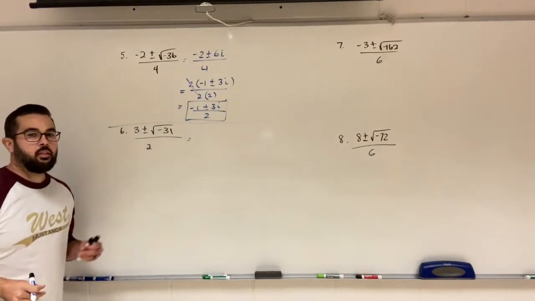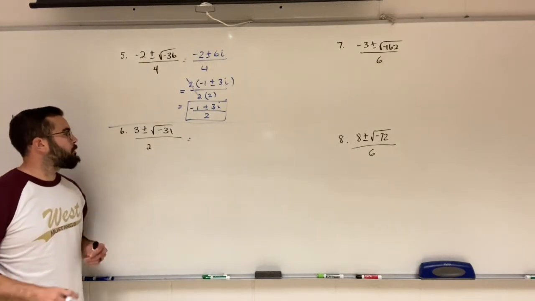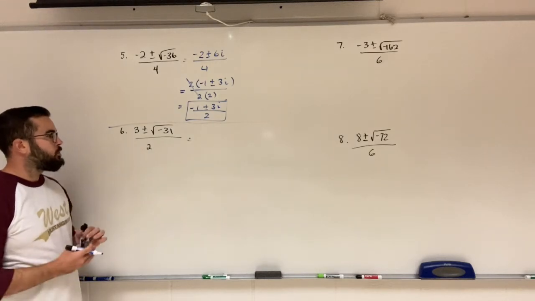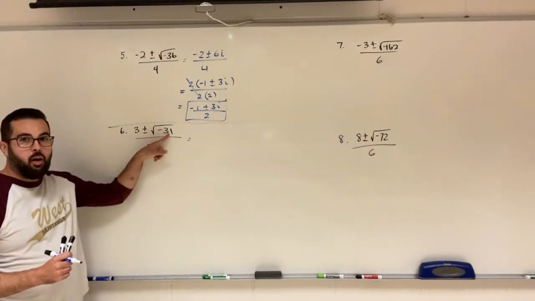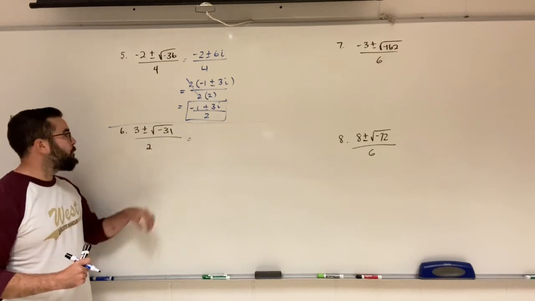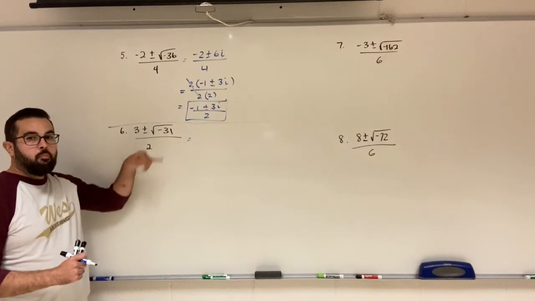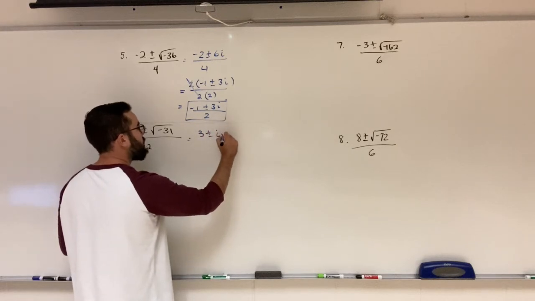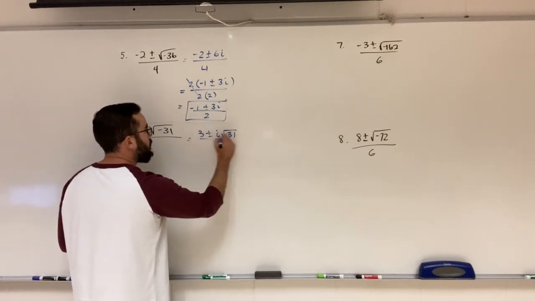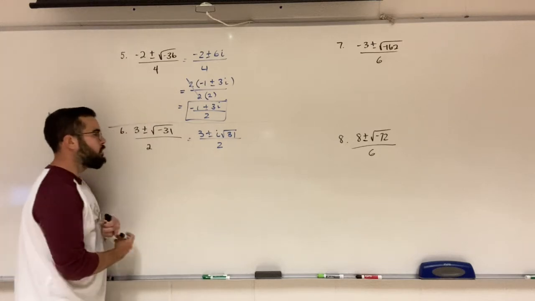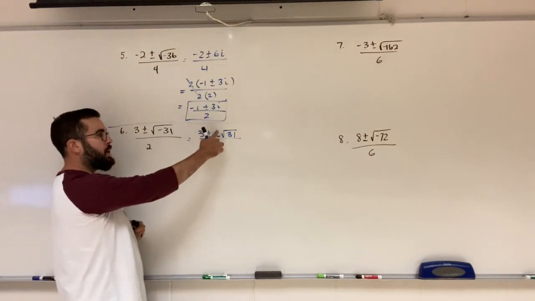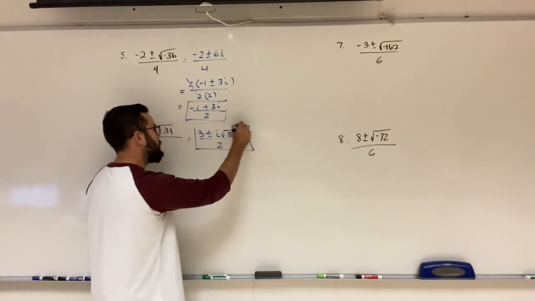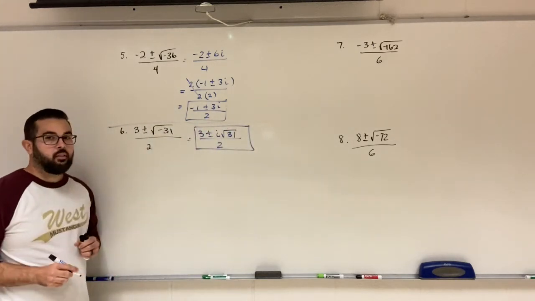Okay, moving on to the next example. We have 3 plus or minus square root of negative 31 over 2. So first thing I notice is 31 is prime, but I can still simplify the negative there and bring out an i. So I'm going to have 3 plus or minus i square root 31 over 2. Now 3, i, and 2 don't share any common factors, so that is simplified.